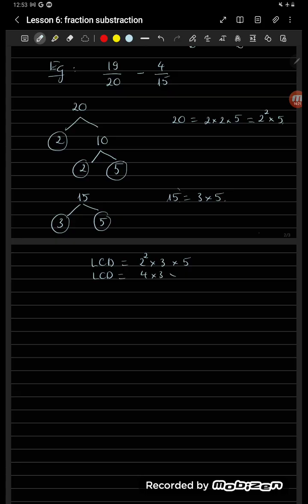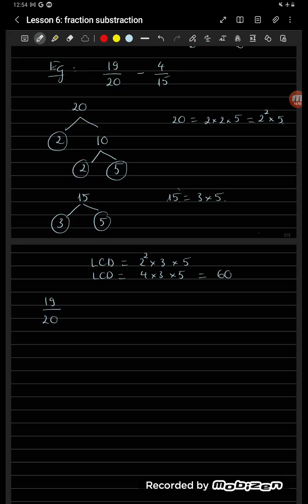4 times 3 times 5, and the answer is 60. Okay, so now we have determined the LCD is 60. So we need to change the two fractions above to two new fractions with a denominator of 60. So we'll change 19 over 20 to become a new fraction with a denominator of 60.